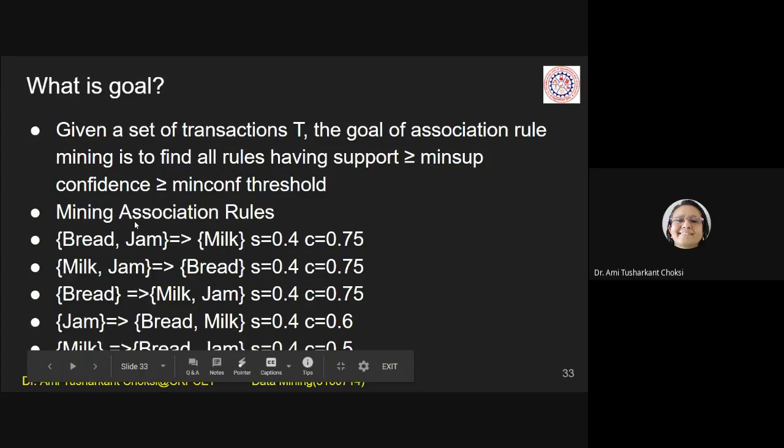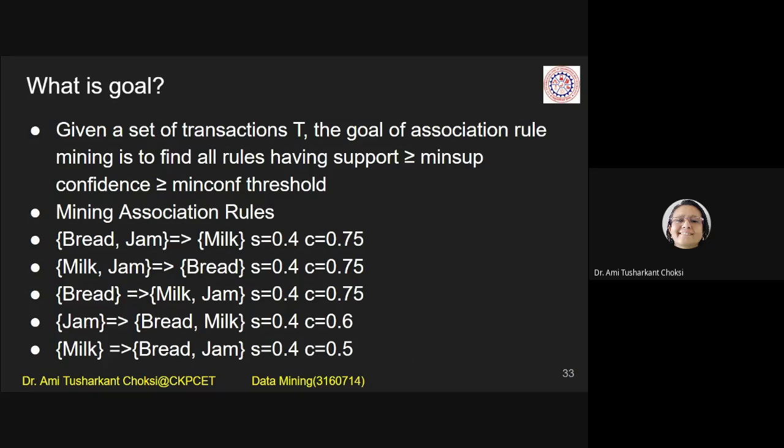Now if we want to find the relation between bread, jam and milk, that is in terms of the association rule, what should we do? Should we take only this one rule, that is bread, jam implies milk? No, it can have any relation. Like milk, jam implies bread, bread implies milk, jam implies bread, milk, or milk implies bread and jam, right? So three items are there, and we can check for all these rules which are mentioned here, right?